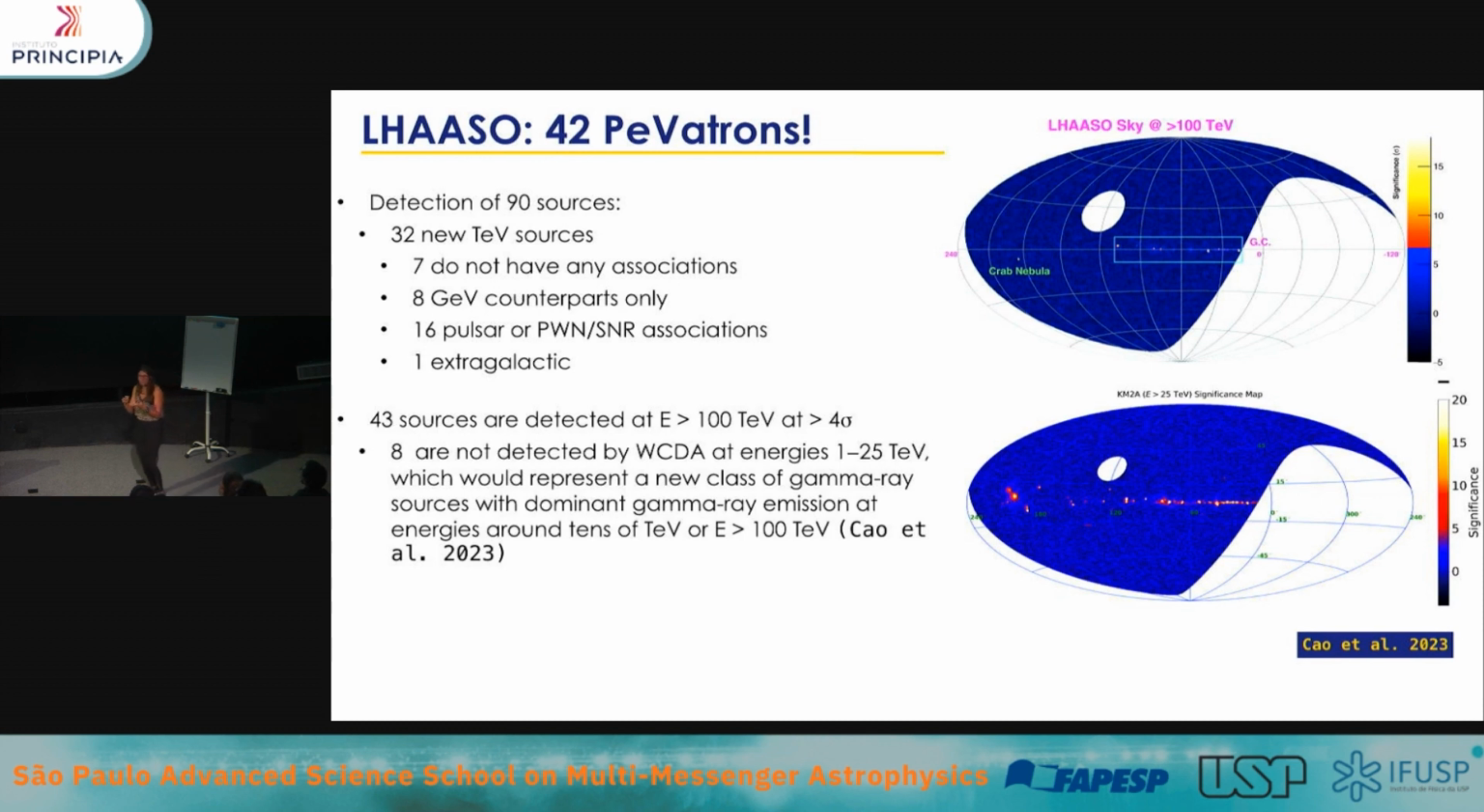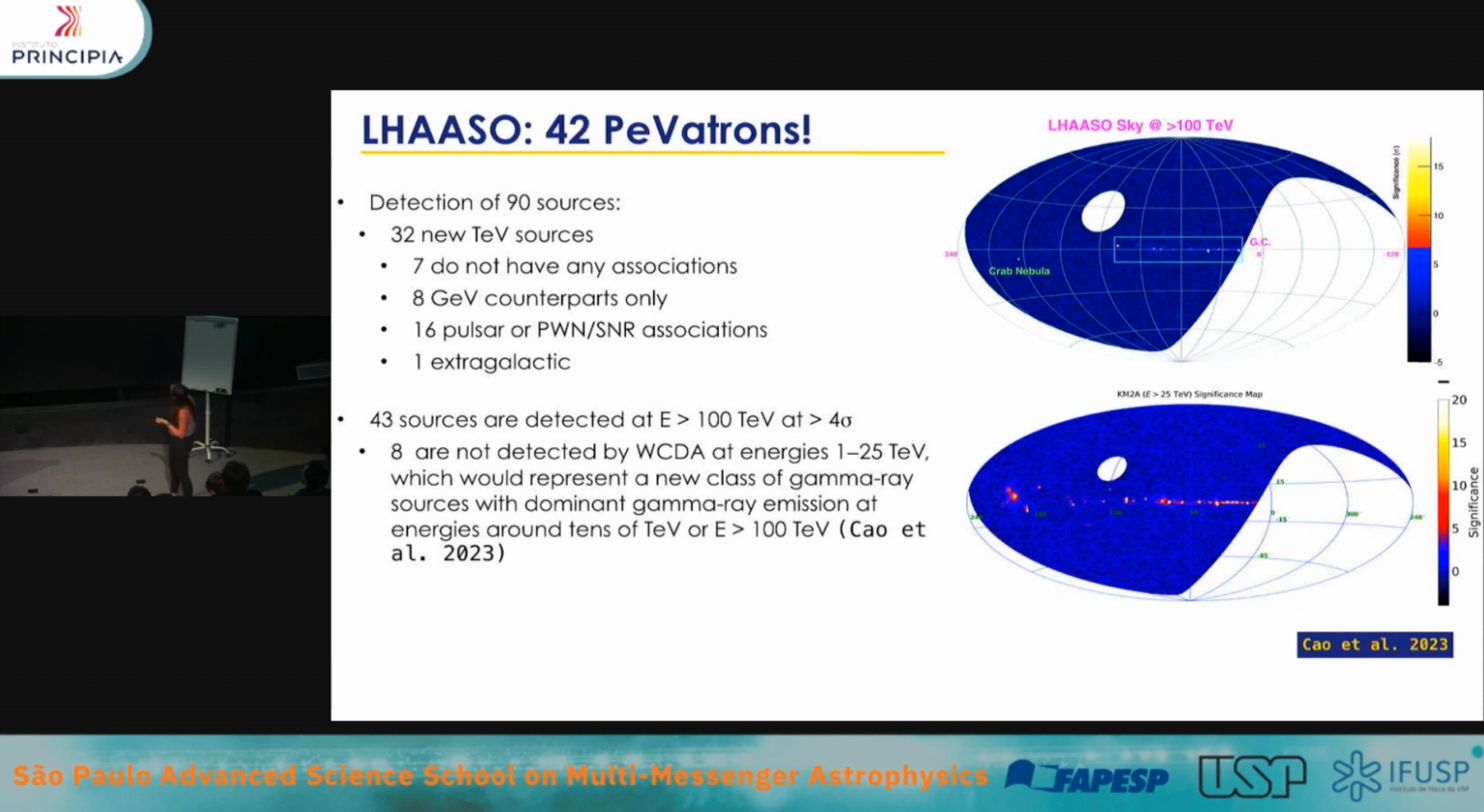I told you yesterday that we normally say 5 sigma to claim a detection, but all of these sources have been detected with very high significance at 25 tera electron volts. So they said, okay, if there are already really strong emitters at 25 tera electron volts and we see a 4 sigma signal at minimum at 100 TeV, then they will be there. So maybe just a little bit more exposure time, and we will detect them. And out of these, 8 have never been detected in the energy regime between 1 and 25 tera electron volts. So these are really dominant at higher energies.